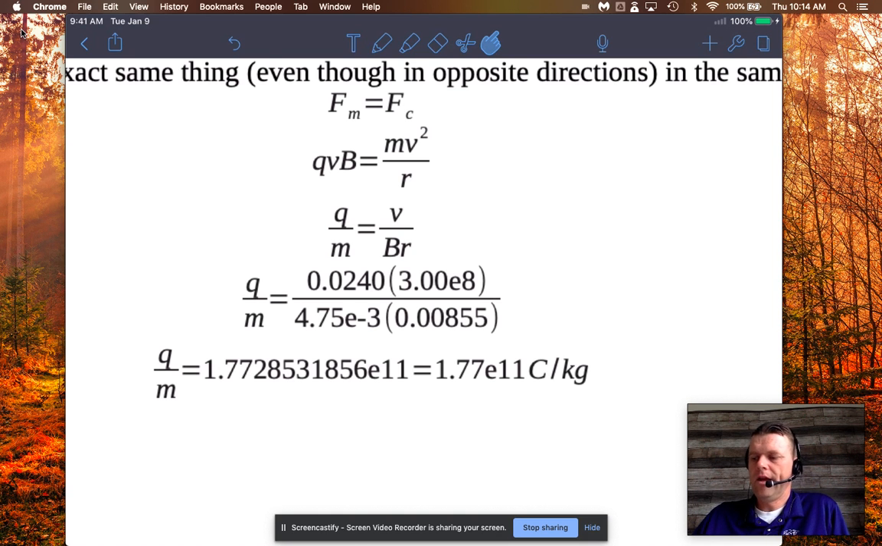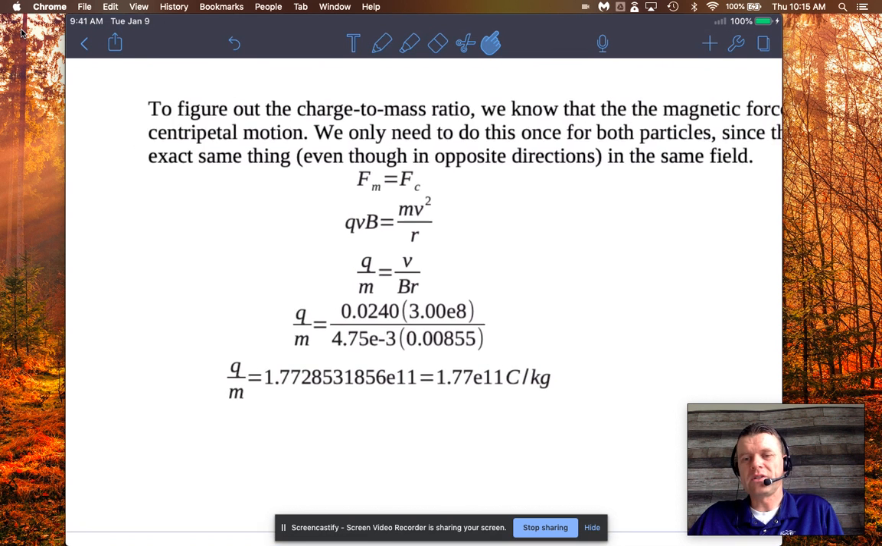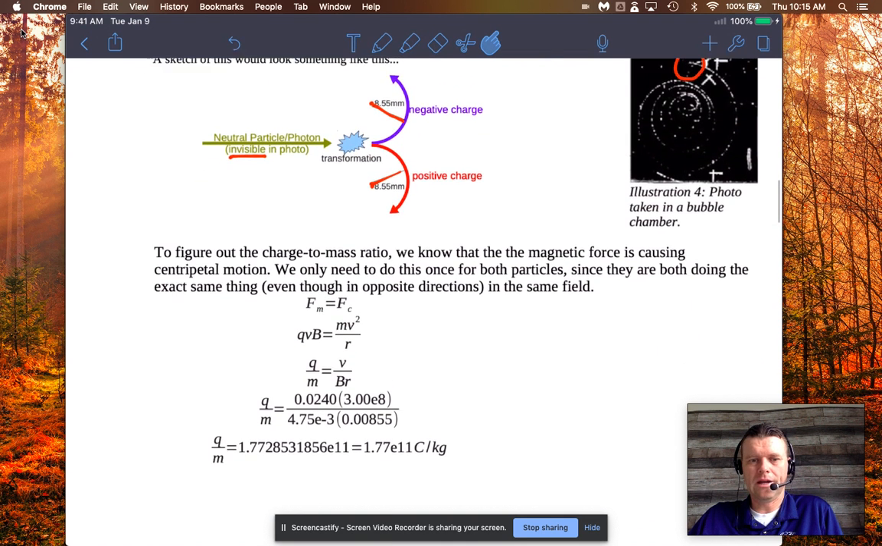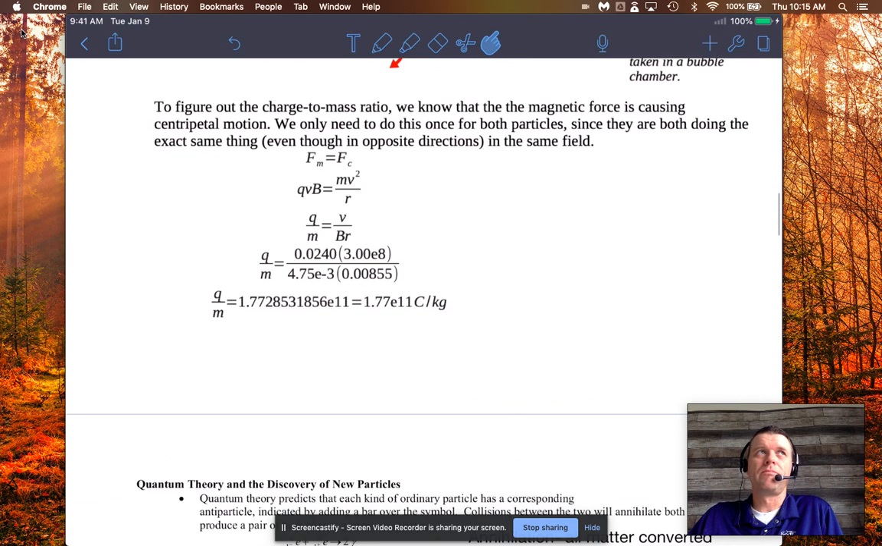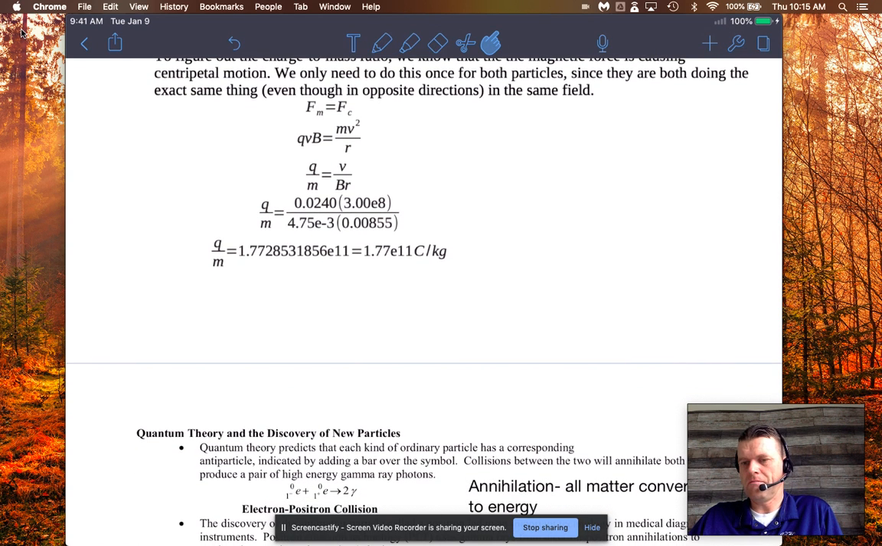For Anderson to come up with this, he's like, wow, both of these particles have the charge to mass ratio of an electron. Then they both have to have the same mass and the same amount of charge. But it's very clear that they have to have opposite charges. So this was kind of the first evidence of antimatter. And since then, there's been a lot of really useful applications of antimatter.